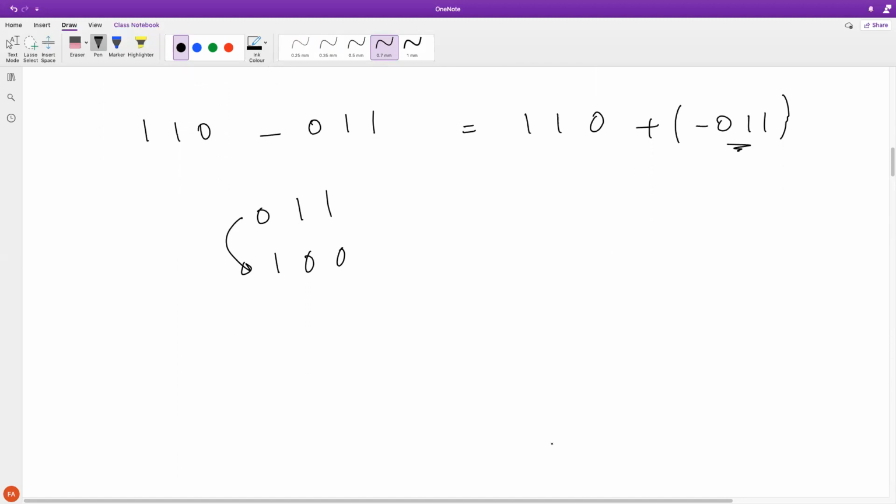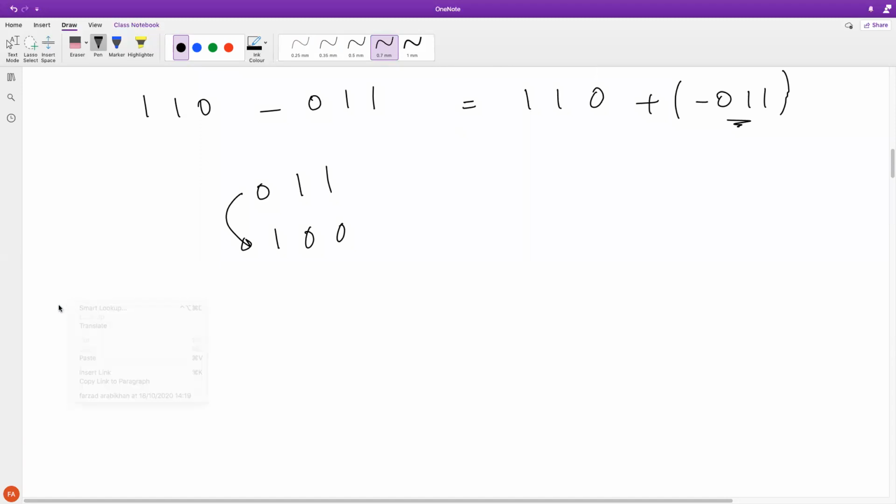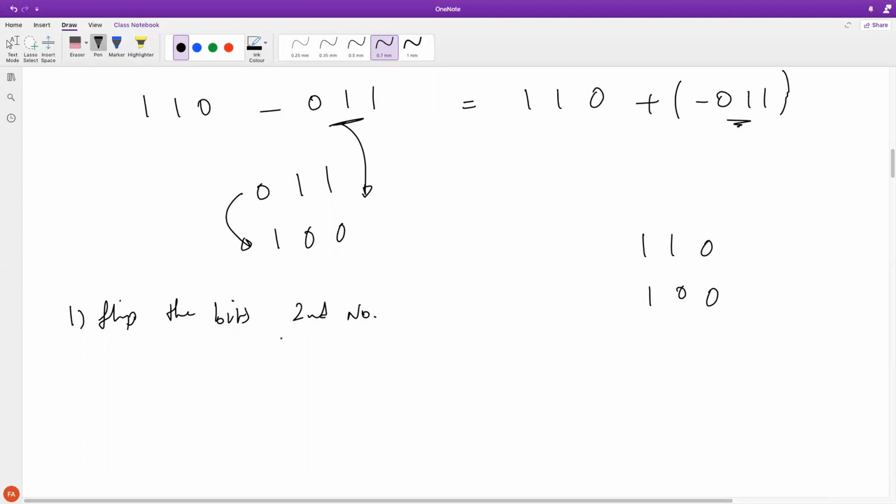So the first thing that you need to do, 1, flip the bits. For which one? For the second number, because we want to make that number negative. So second one, I just did that. So the first one, which is this one, I flip the second one. Instead of 0, 1, 1, I've got to write 1, 0, 0. 2, add the numbers, because we want to convert this subtraction, oops, I want to make this subtraction to addition.